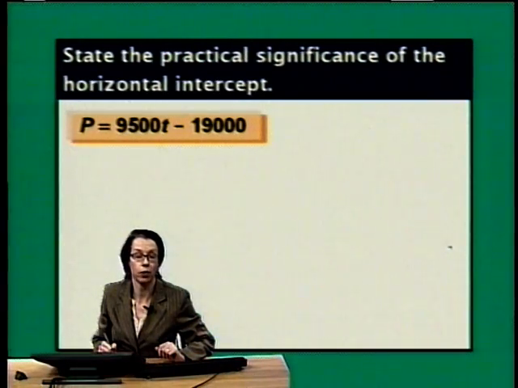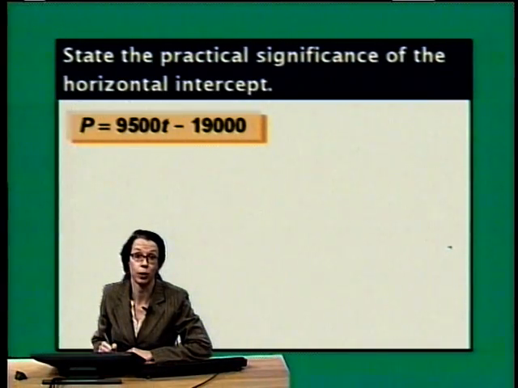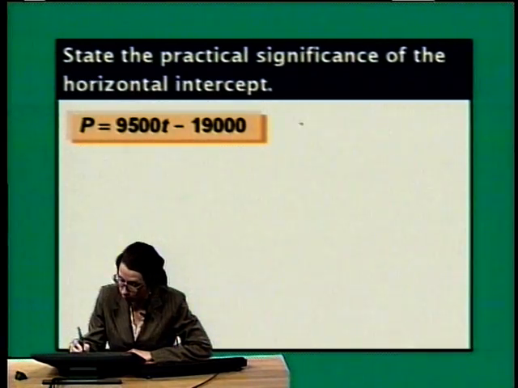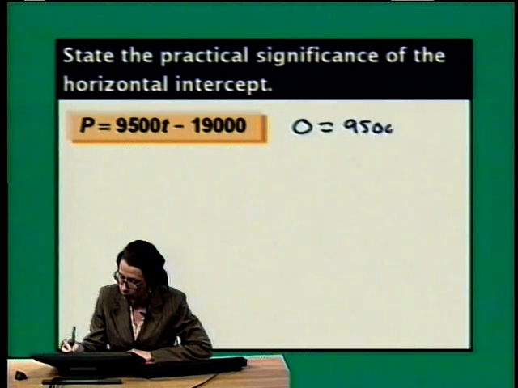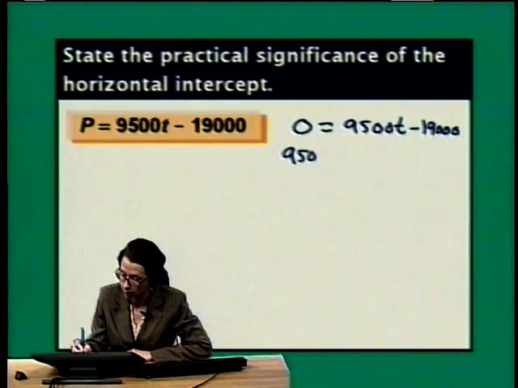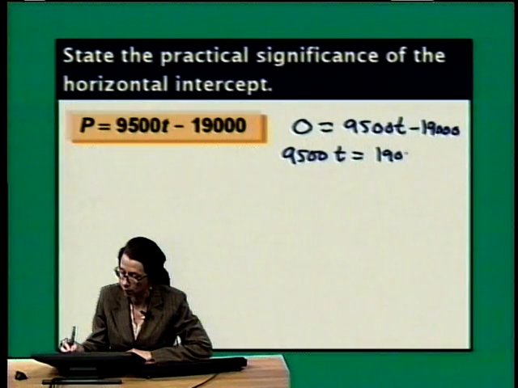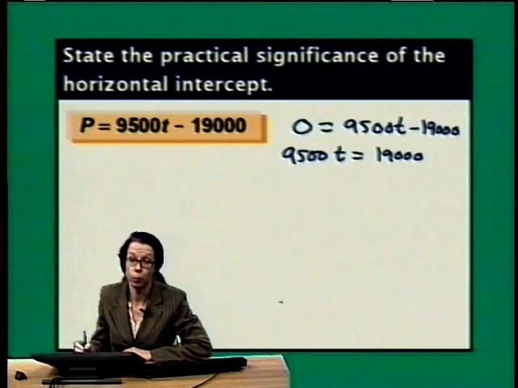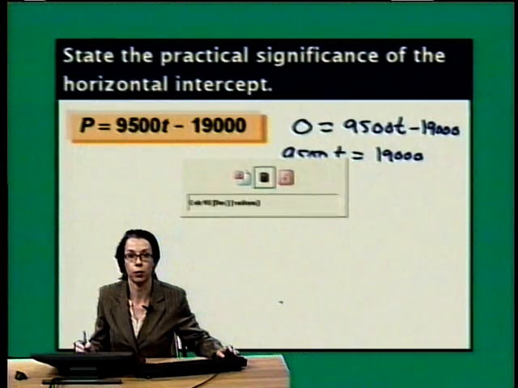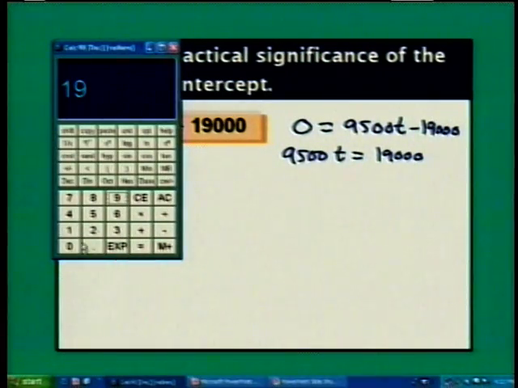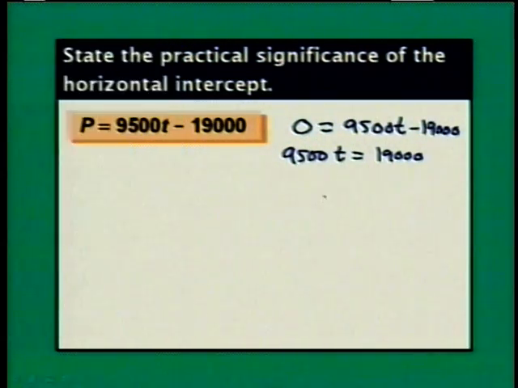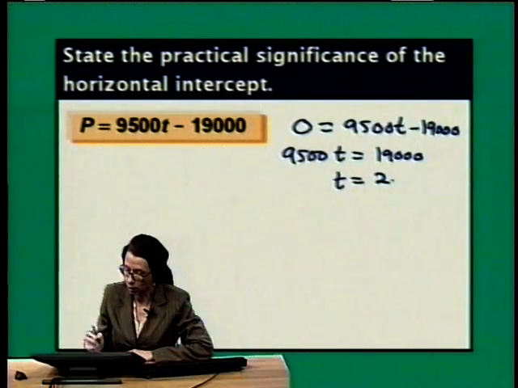What about the horizontal intercept? Well, the first thing we have to do is determine the numerical value of the horizontal intercept. At the horizontal intercept, the profit's going to be 0. So I need to know where 9,500t equals 19,000. So t is going to be 19,000 divided by 9,500. 19,000 divided by 9,500 is 2. We probably could have seen that coming. So the horizontal intercept is the point 2, 0.